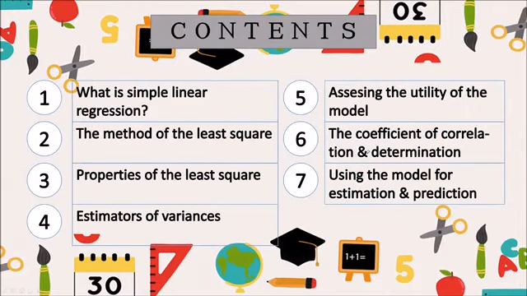The content of the topic is: first, what is simple linear regression? Second, the method of the least square. Third, properties of the least square. Fourth, estimator of variance. Fifth, assessing the utility of the model. Sixth, the coefficient of correlation and determination. Seventh, using the model for estimation and prediction.